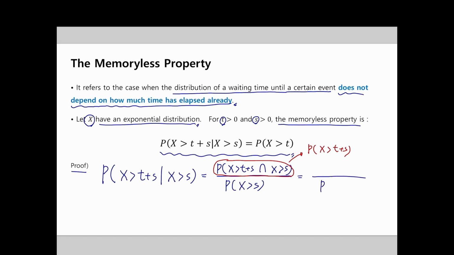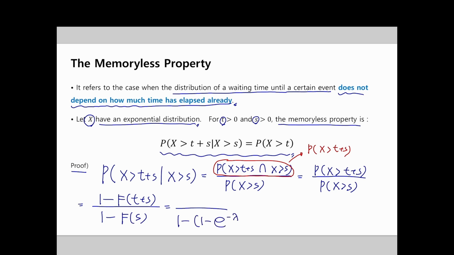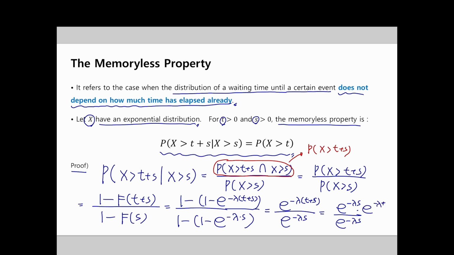So the s minus s terms cancel out, so it means the probability x greater than t.